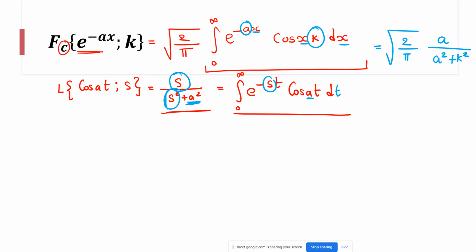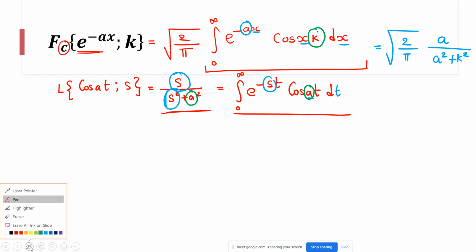Check it once. Otherwise, I'll mark it with a different color. So over here I have a. Over here I have a, and the a in this case is replaced by k. So it is this. Is it okay? So this is one of the interesting properties. To find out Fourier cosine of something, we are using Laplace of cos ax. Right? Understood, Mandar? The change of the variable.